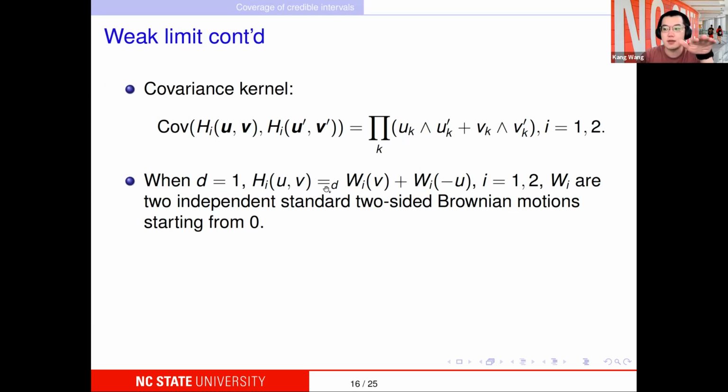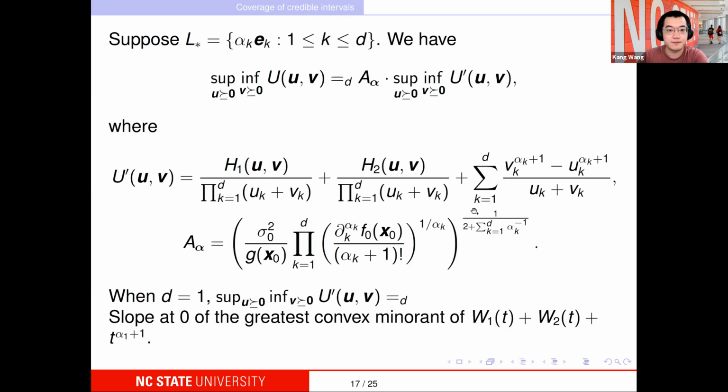We know that when d equal to 1, the block estimator and the least square estimator are the same. And when d equal to 1, we can write h as the sum of Brownian motions on each side. Remember this result, we will use it later. W is a standard Brownian motion starting from 0.